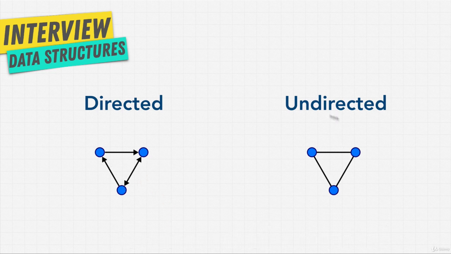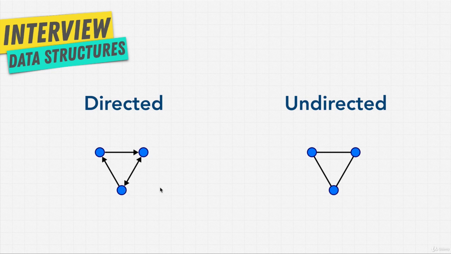A good way to think about an undirected graph is to think of a highway between two cities where you can go back and forth. On the other hand, directed will be a one-way street where you can only go one way.